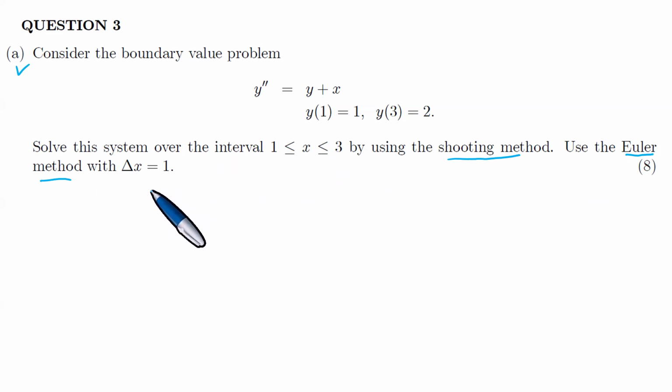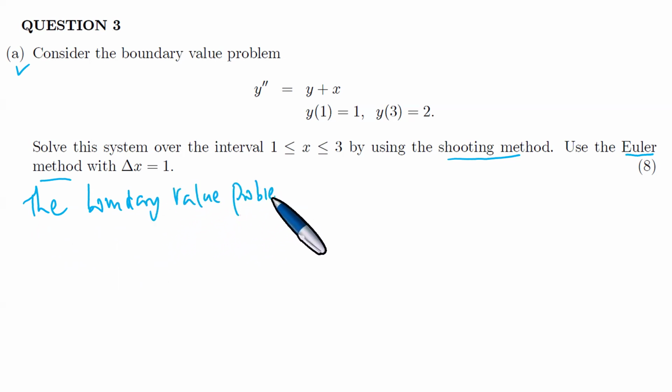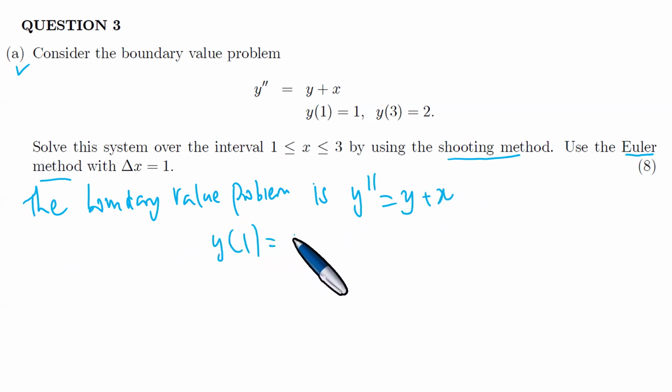Solve this system over the interval from 1 to 3 by using the shooting method. Use the Euler method. We're also going to use the Euler method, which we're discussing its advantages and so on, with changing x equals 1, which is the h. Right, so let us obviously use this method here in a step-by-step fashion, using what we call the shooting method.